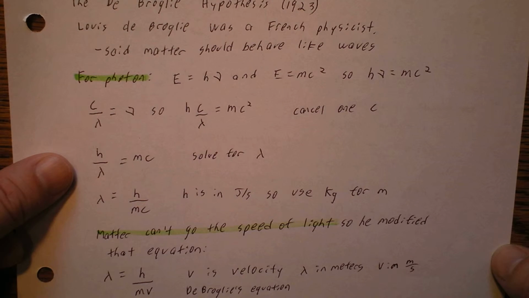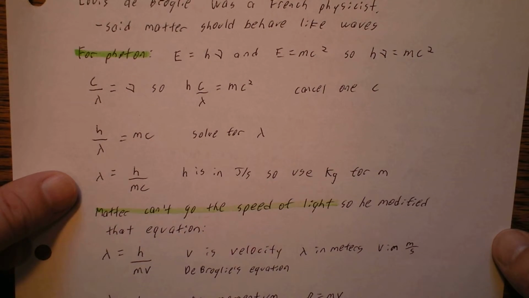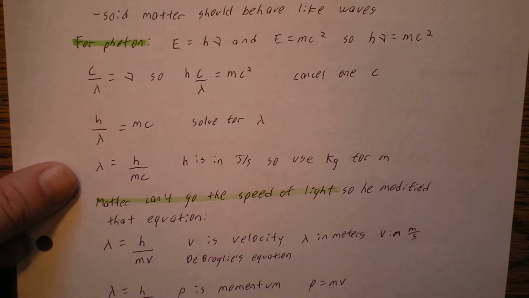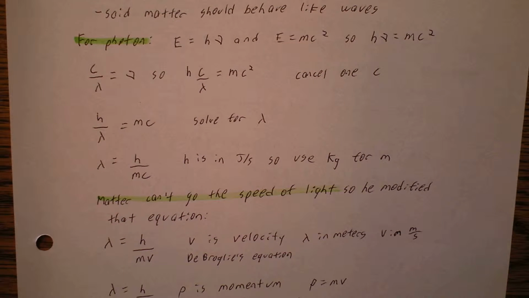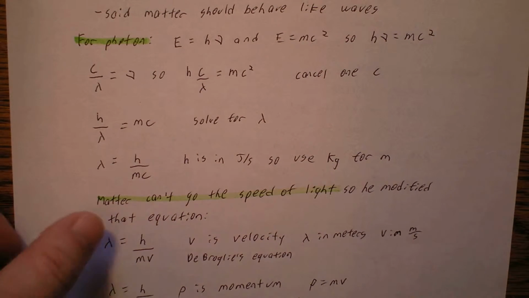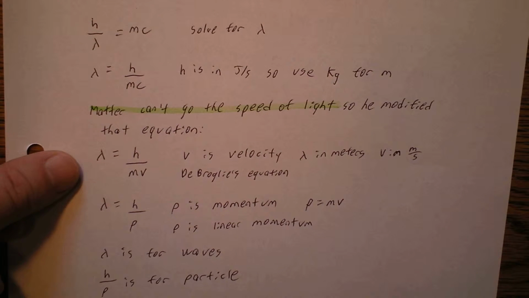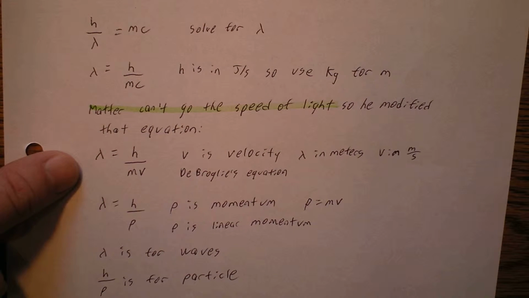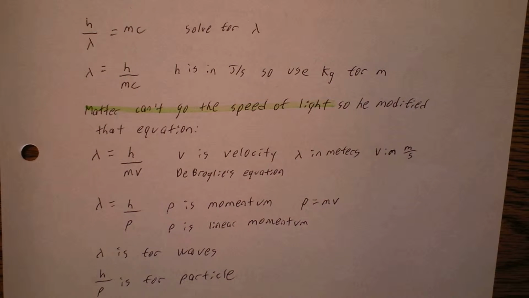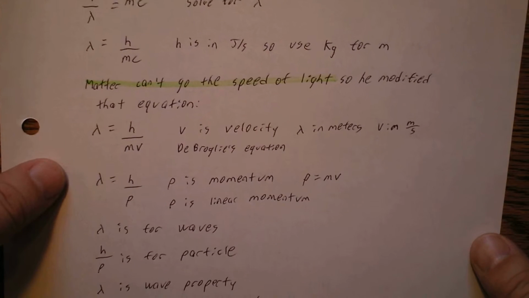Now we can solve for lambda, and we get lambda is equal to h over mc. Now h is in joule-seconds, so use kilograms for mass. Now matter can't go the speed of light, so he modified that equation. He said lambda is equal to h over mv, where v is velocity, lambda is in meters, velocity would be in meters per second. That's de Broglie's equation.